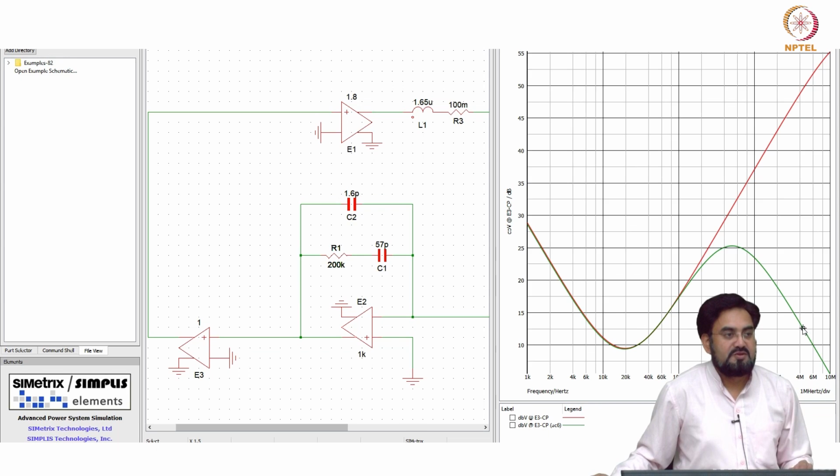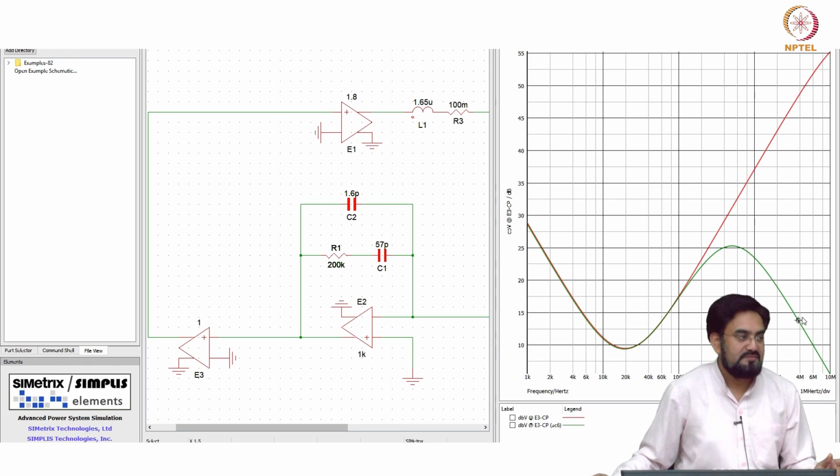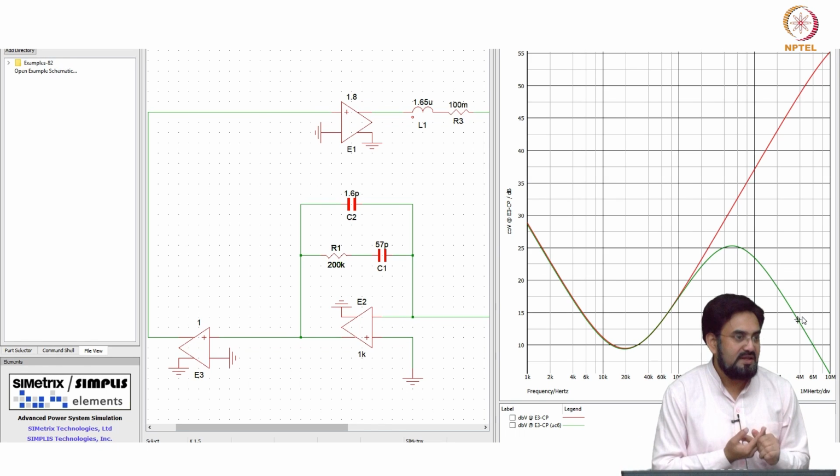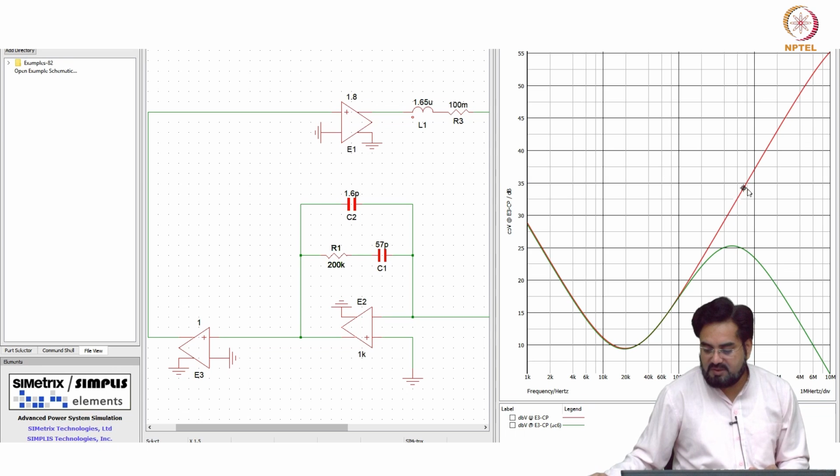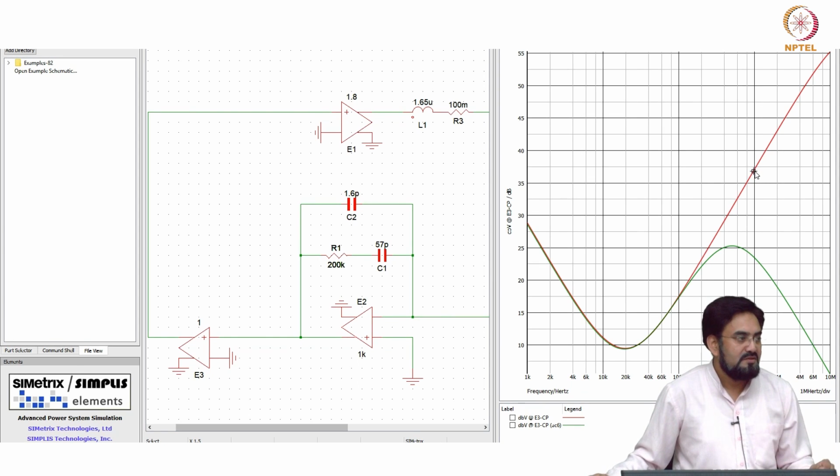Okay, so you have 3 poles and 2 zeros: one integrator, 2 additional poles. So it was rising. One pole will cancel the zero, the other pole will cause minus 20 dB per decade. Now if I look at the gain at 1 megahertz, here the gain is 23 dB, but here the gain is 37, close to 40 dB.